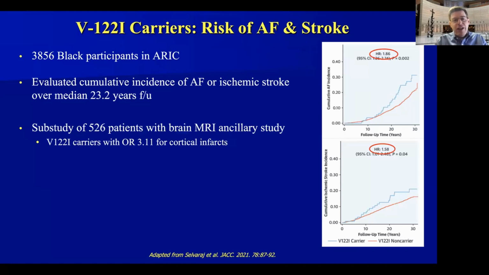Here's, again, looking at the same group of patients from ARIC. They looked at the risk of atrial fibrillation and stroke over time. And you see a hazard ratio of nearly 2 for atrial fibrillation and over 1.5 for stroke. And the only plausible way that this mutation would cause a higher risk of these two outcomes would be by ATTR amyloidosis, the vast majority of whom were clearly undiagnosed.